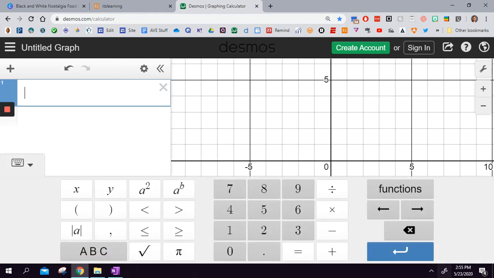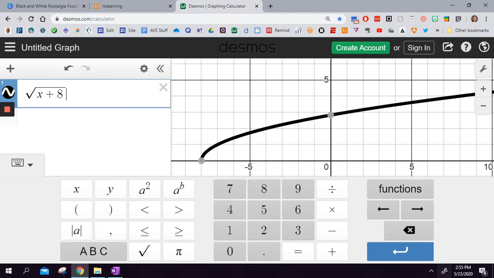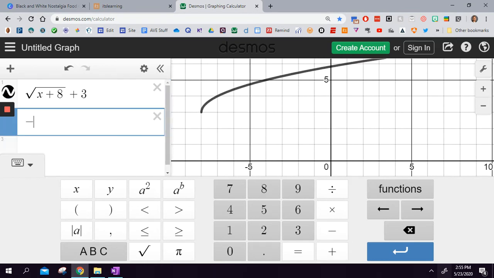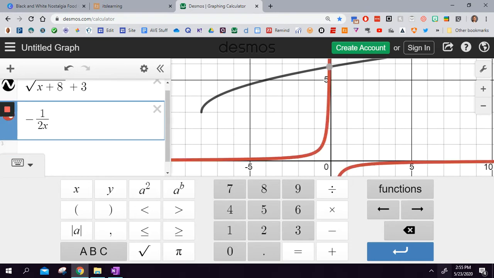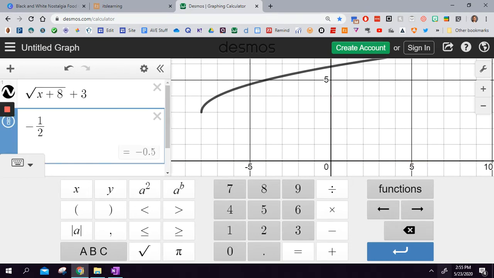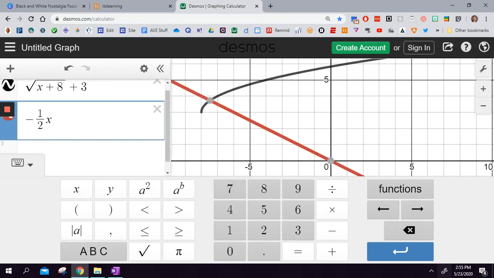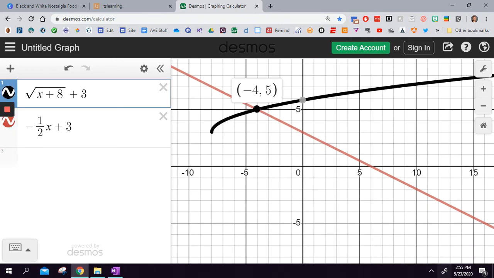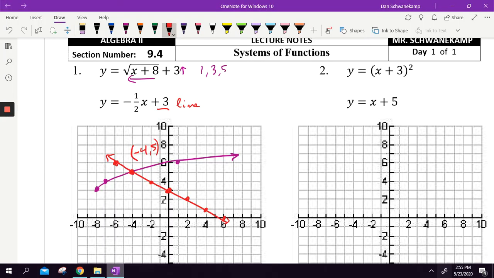Let's just show you that I didn't make that up. Square root of x plus 8. We're going to throw a plus 3 on the end because that's what that shape looked like. And then we graphed negative 1/2 x. Just kidding. Negative 1/2 x plus 3. There are the two shapes. Where did they intersect? Right there at negative 4, 5. Exactly what we just did, but we did it by hand.